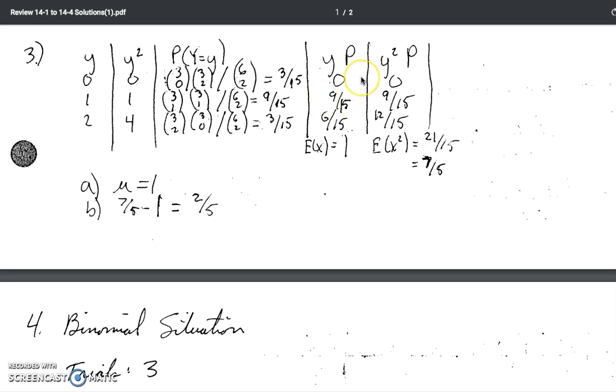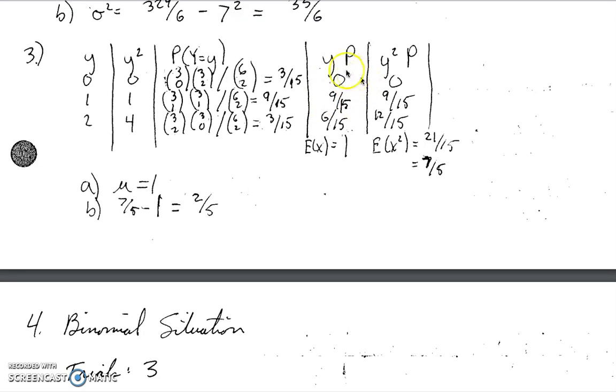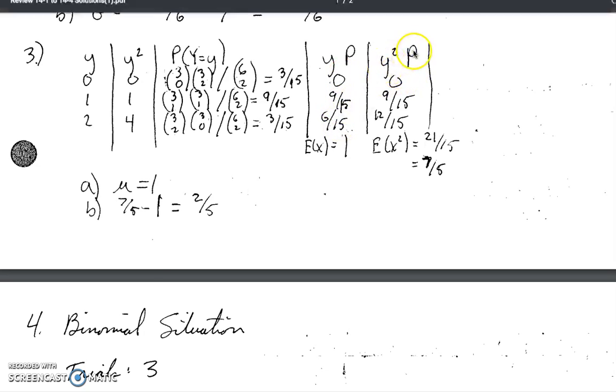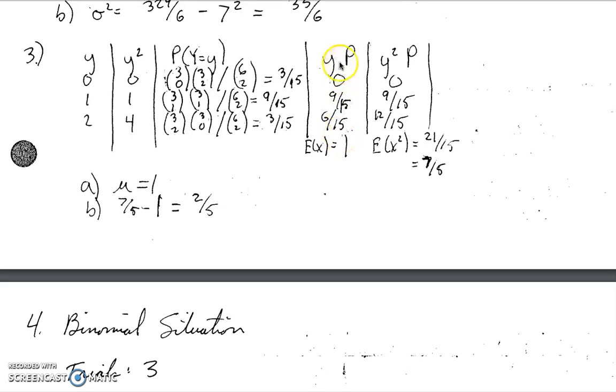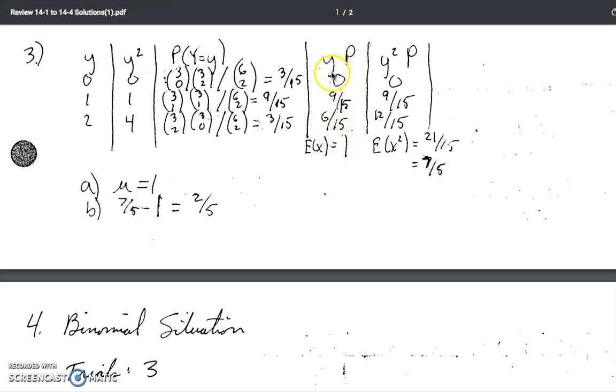Then in the next column of the table, we've got the y values times their probabilities, so 0, 9/15 and 6/15 respectively. And then in the final column, y squared times their probabilities, and you can see those values there as well. Remember, the expected value is just the sum of the column that contains the values of y times the probability. So we get 6/15 plus 9/15, which is 1.